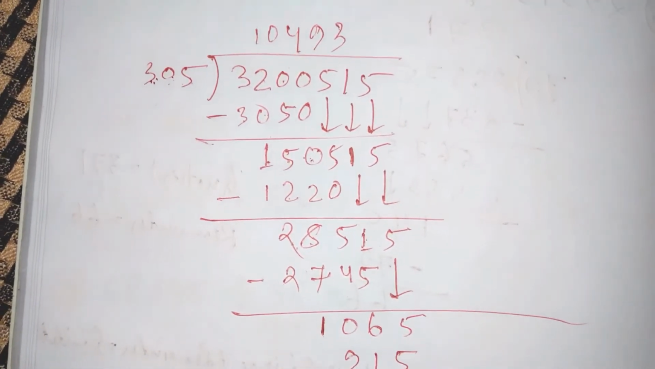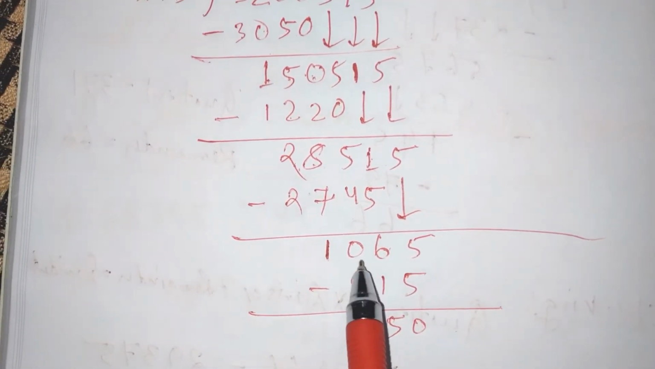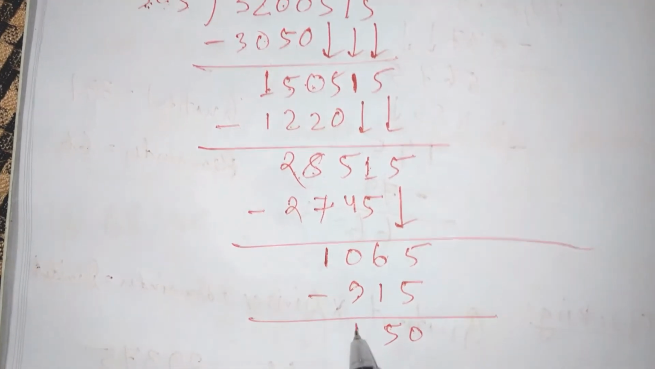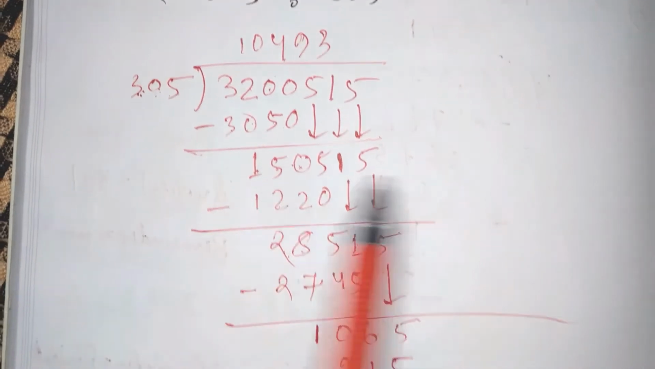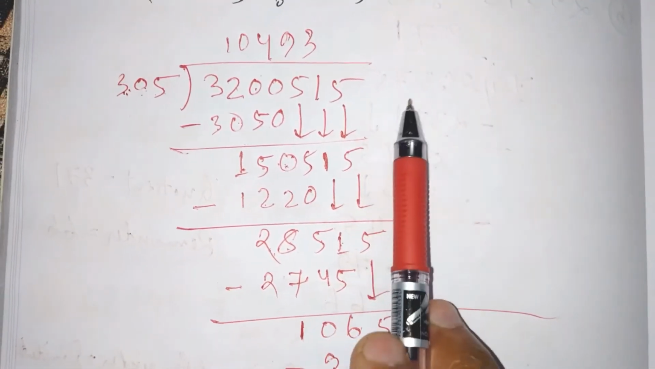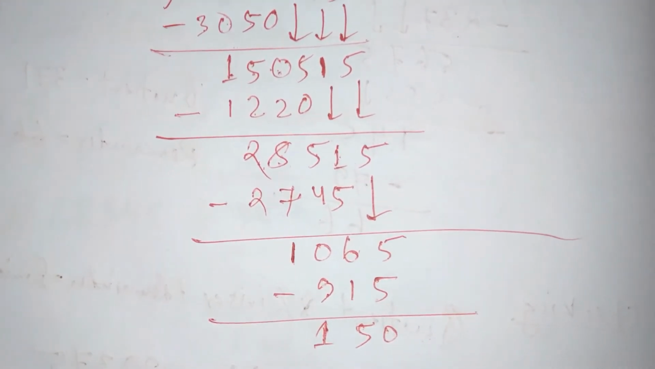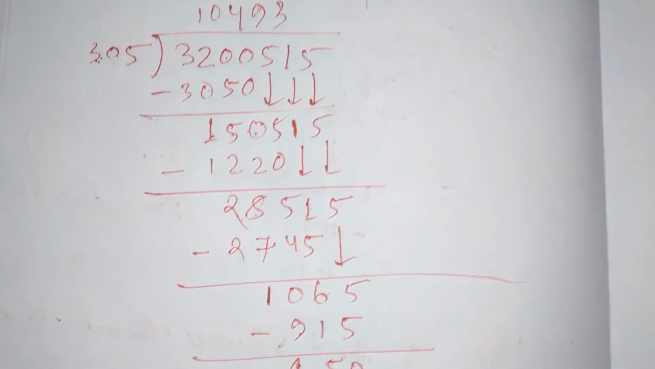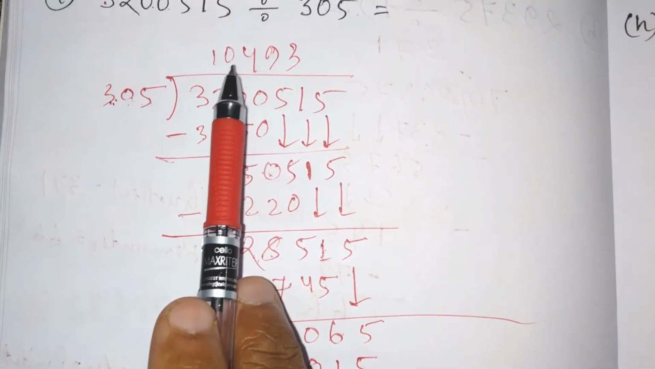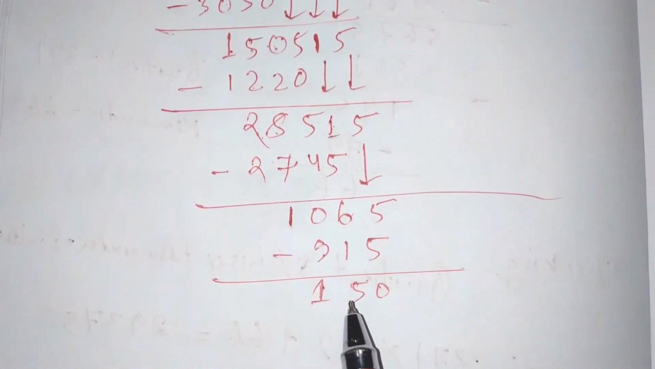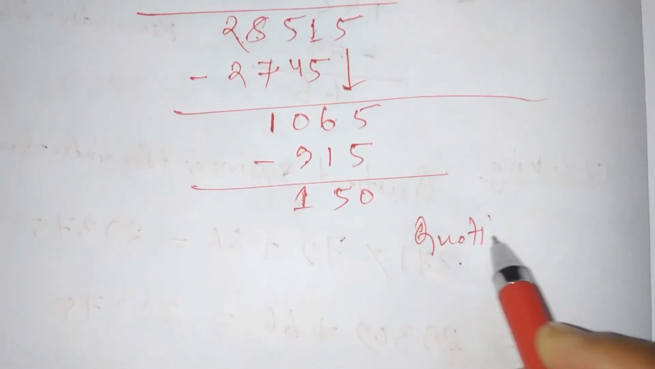Now if you subtract, then 5 minus 5 is 0. 6 minus 1 is 5. This 10 minus 9 is 1. So you see 150 is smaller than 305 and you don't have any other number which you will take in the side of this 150 to proceed the division. So for that reason, you need to finish the division, and this is your quotient and this is the remainder. So I'll write it here. Quotient is what?